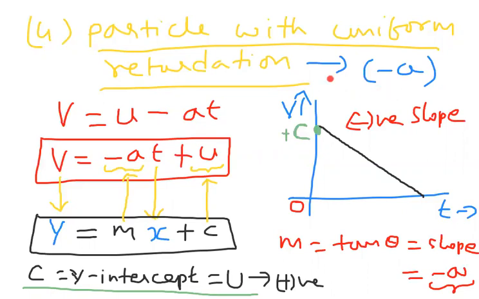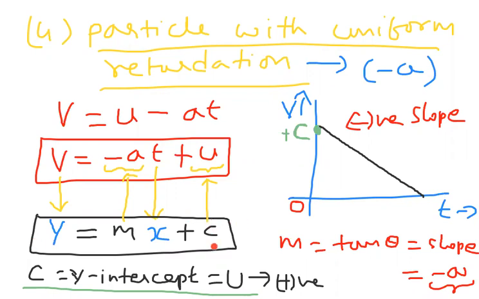So minus a, generally we write u plus at, but here we got a minus sign. I just shuffled the terms. First I wrote minus at plus u here. So here we are comparing this equation with the straight line equation, because time is taken on x and velocity on y. We have to compare with the straight line equation.